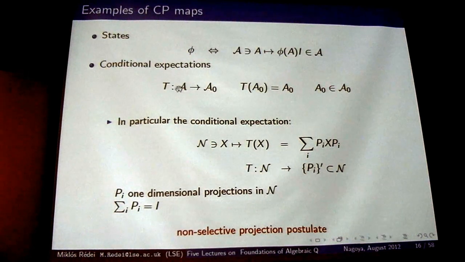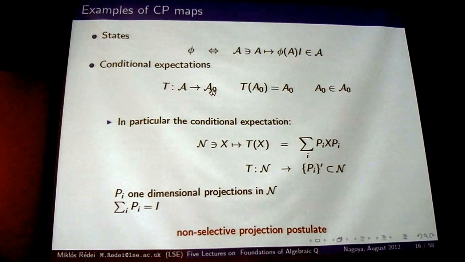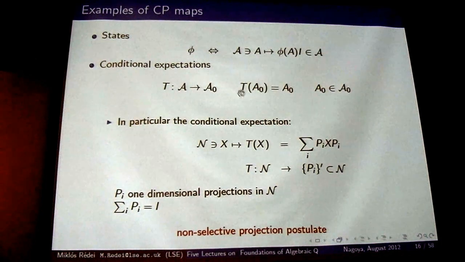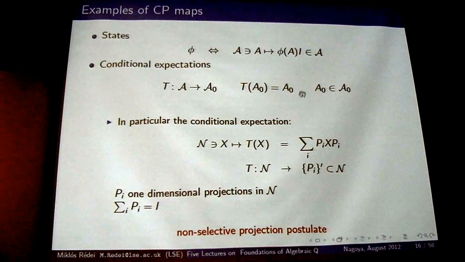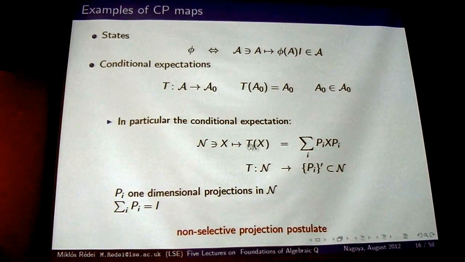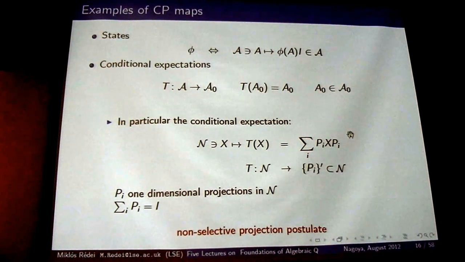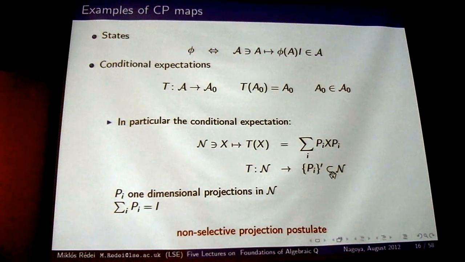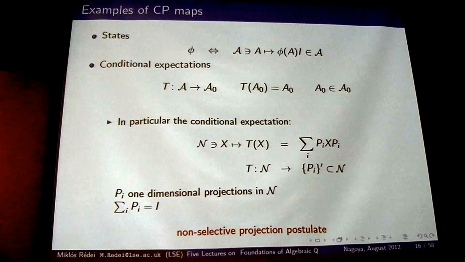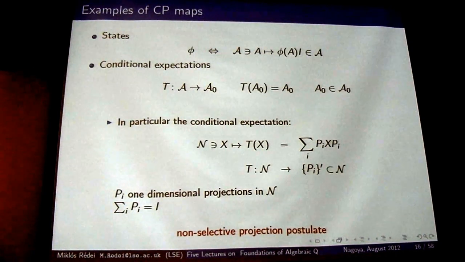Conditional expectations from an algebra into a subalgebra: it's a conditional expectation if it's linear and if it's a projection onto the subalgebra. In particular, the non-selective projection postulate, which is very familiar from standard quantum mechanics, is a conditional expectation onto that subalgebra. And these are all completely positive. This has to be proved, not easy, but not difficult to prove.